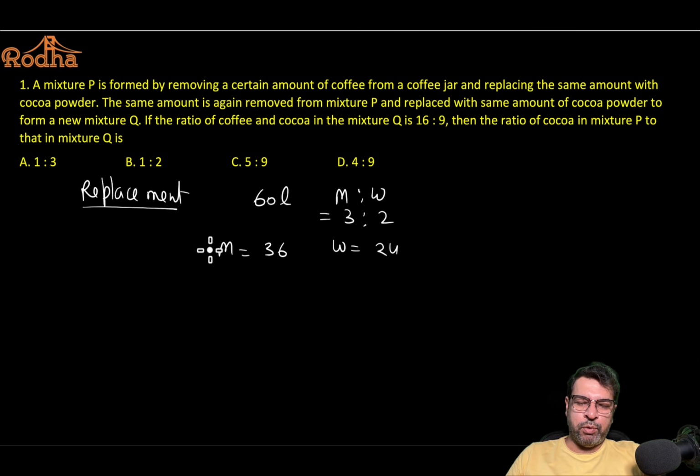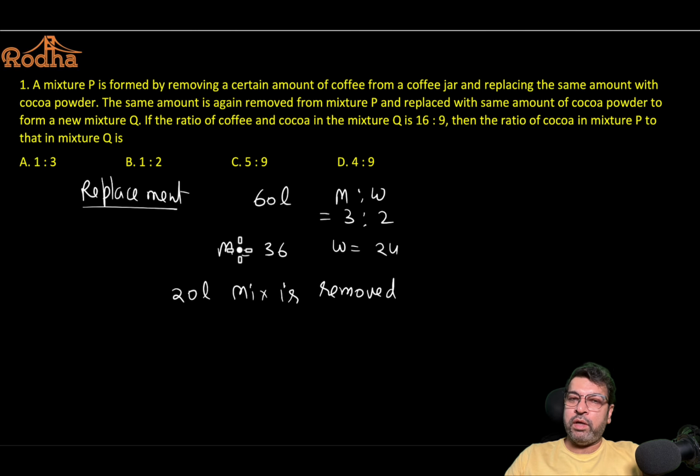Now first point, if you remove something, let's say 20 liters of mixture is removed, itna liter maine remove kar diya. So in this 20 liters, the ratio of milk and water does not change, right? Whenever removal is there, the ratio of the ingredients will not change, whether in the left part or in the removed part. So jo nikala hai, usme bhi ratio yeh rahega, 3:2, and whatever is left, usme bhi ratio 3:2 hi rahega. So in this 20 liters, milk is 3 by 5 of this, that is 12, and water is 8.